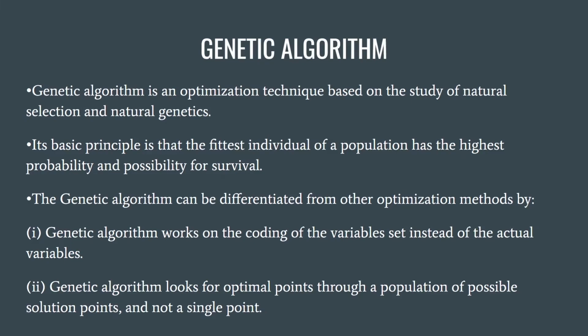Genetic algorithm. Genetic algorithm is an optimization technique based on the study of natural selection and natural genetics. Its basic principle is that the fittest individual of a population has the highest probability and possibility for survival. The genetic algorithm can be differentiated from other optimization methods in that it works on the coding of the variable set instead of actual variables. Genetic algorithm looks for optimal points through a population of possible solution points and not a single point.